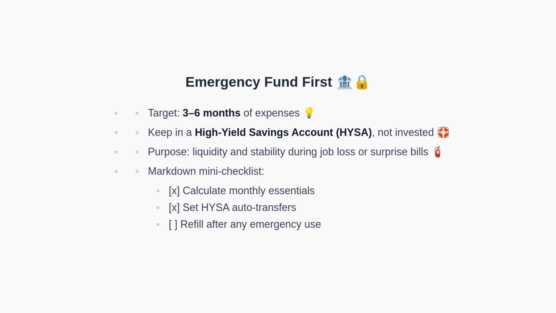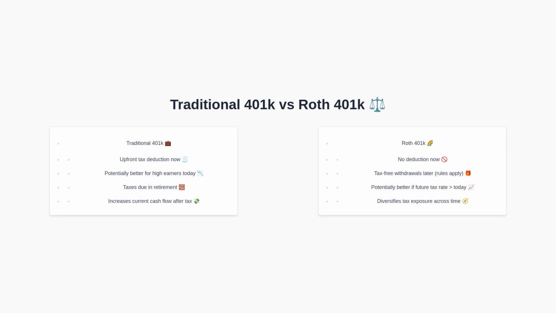With the base secured, let's transition to maximizing the value of tax-advantaged accounts. Traditional 401k contributions give you an upfront tax deduction, which may be especially valuable if you are a high earner today. You will pay taxes on withdrawals in retirement. Roth 401k contributions are made after tax, and qualified withdrawals are tax-free, which can be advantageous if you expect a higher tax rate later. Many people benefit from tax diversification by using both, but prioritize according to your current versus expected future tax rates. Now that we've considered the account types, let's tie your investments to time horizons.